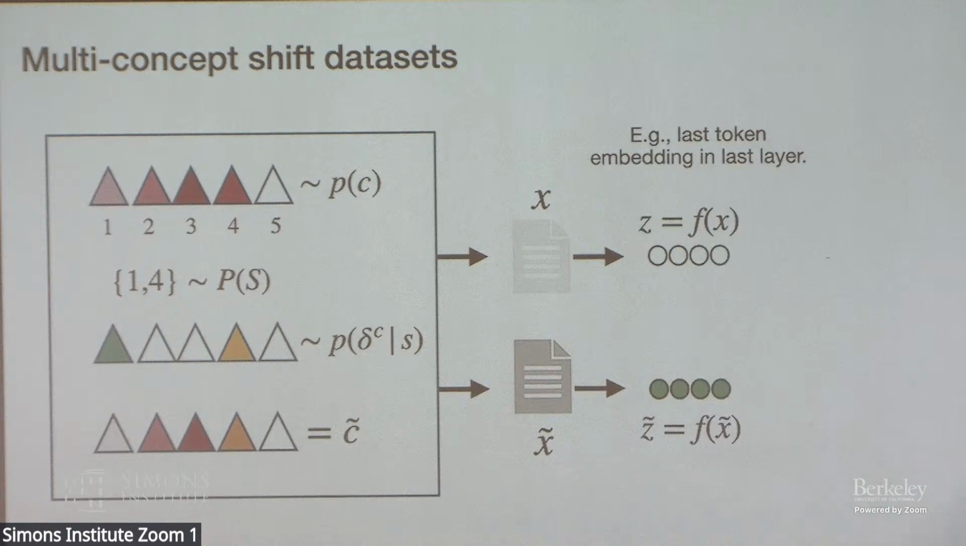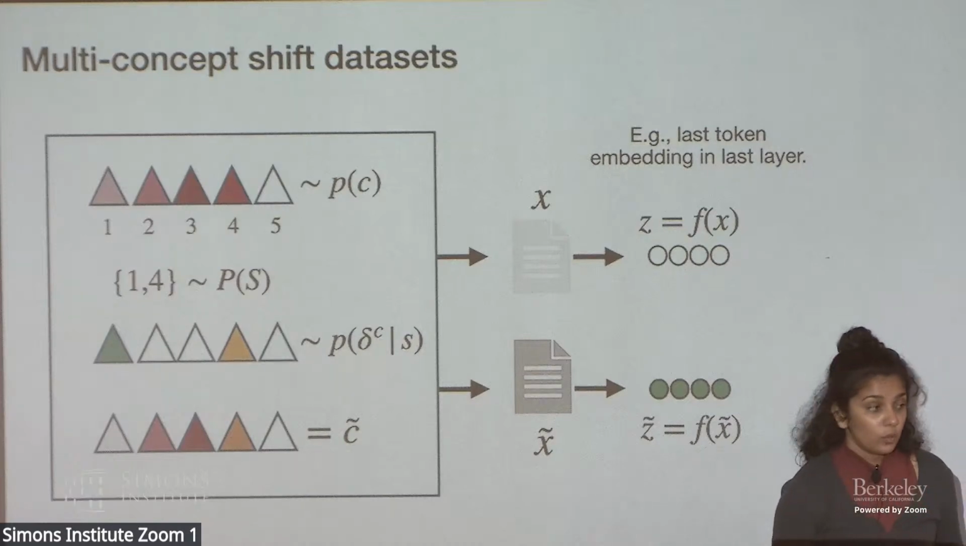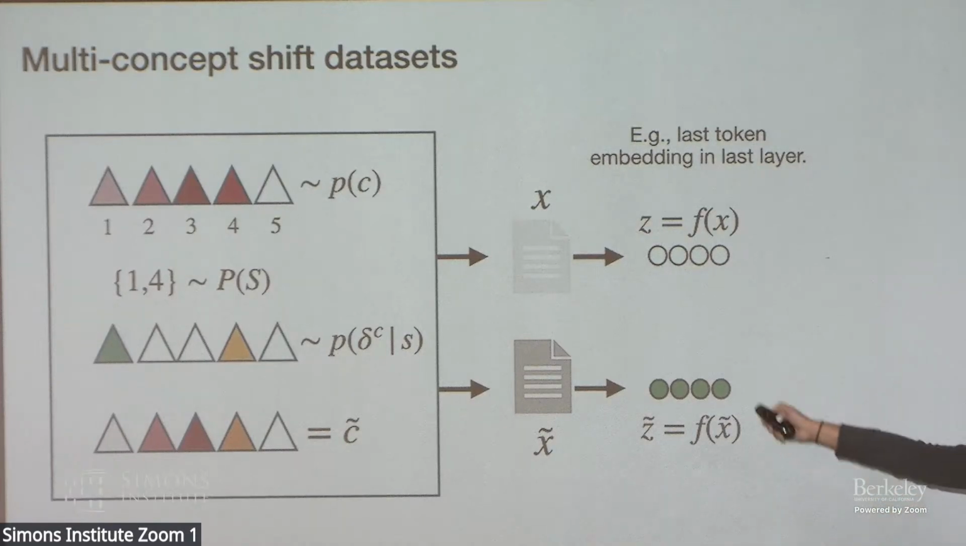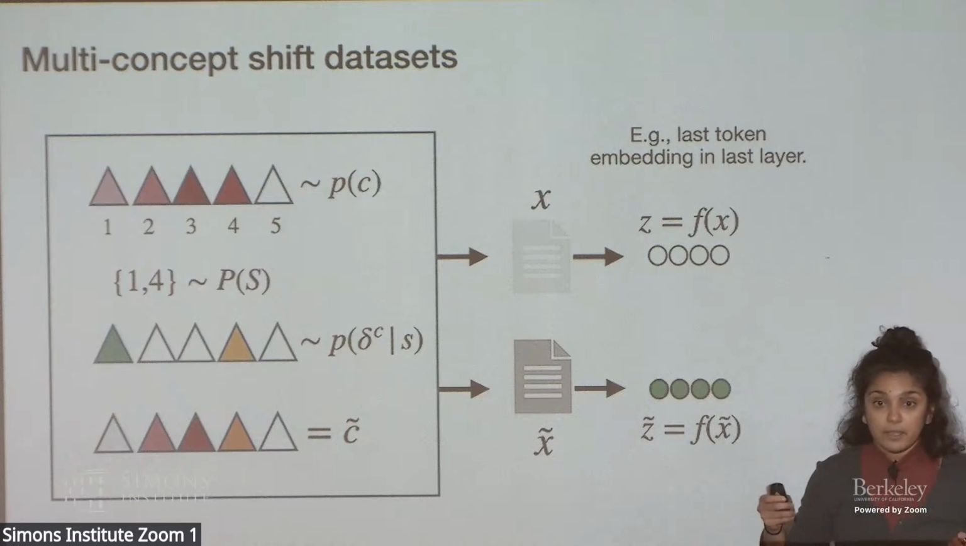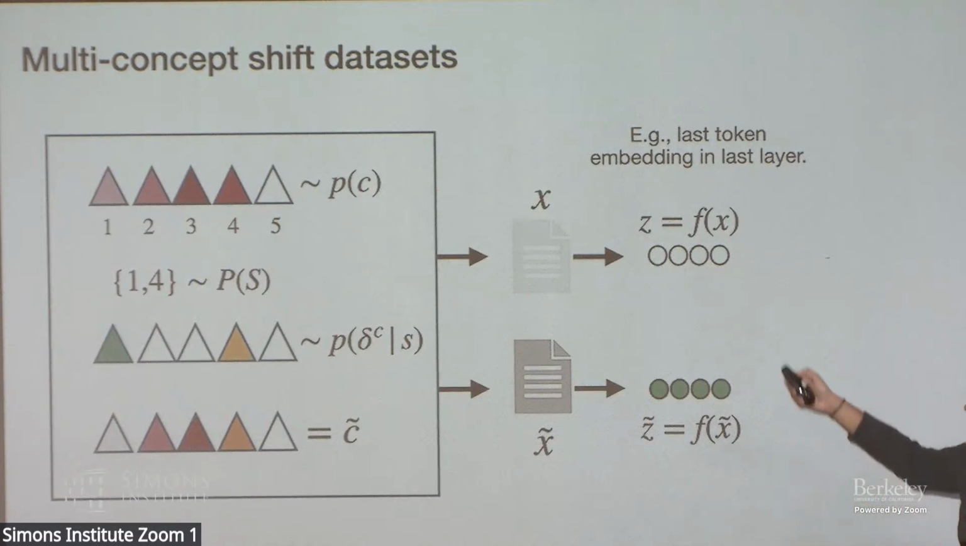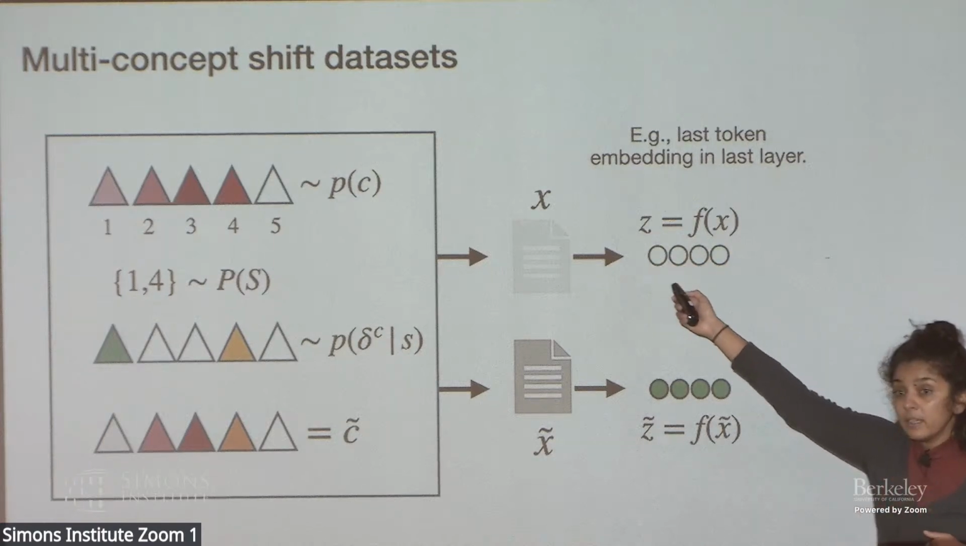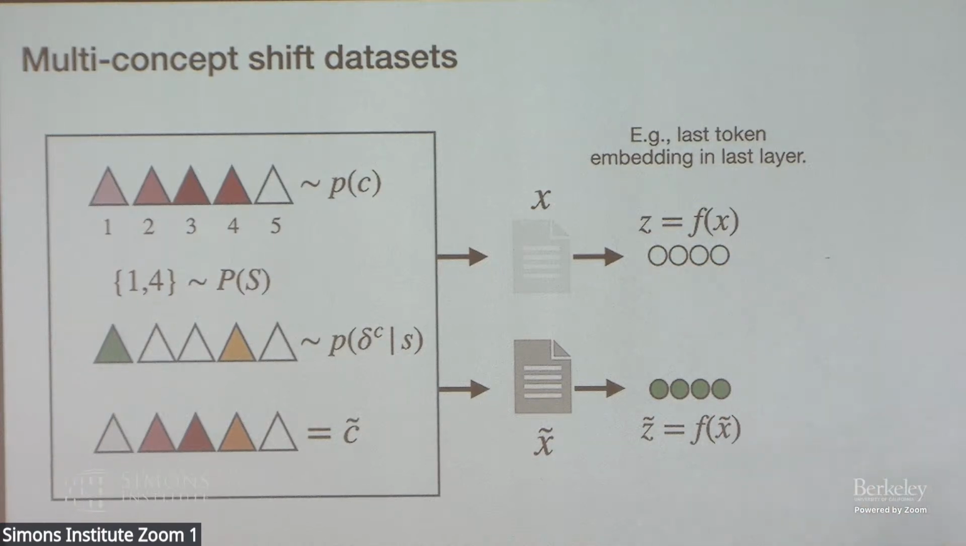Then I'm going to go and fetch their embeddings. So for example, I might go to the token embedding above the last token in the last layer. That can be my notion of embedding for X. And I'm going to get Z and correspondingly an embedding for Z tilde. So now I've just represented the difference between these two texts, but now in embedding space.